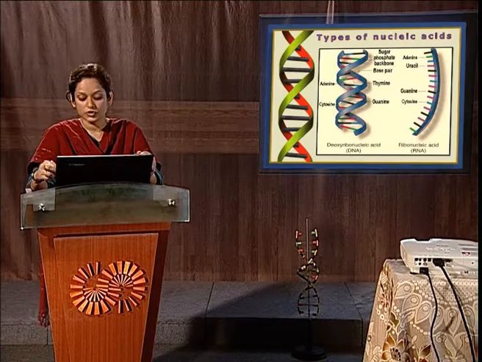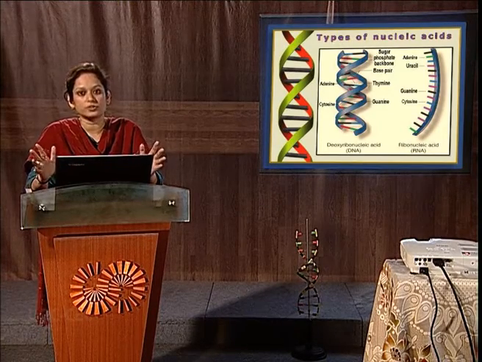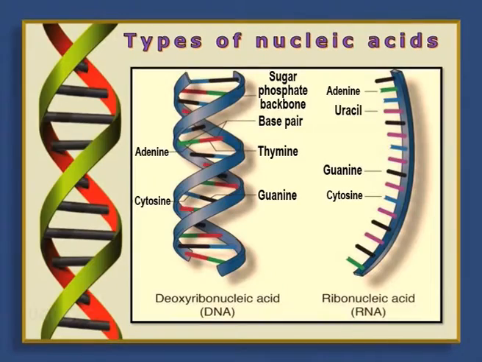Now let's move to the types of nucleic acids. The nucleic acids can be broadly divided into two main types. One is DNA, as shown in this slide, and the other is RNA, again shown in this slide. DNA stands for deoxyribonucleic acid and RNA stands for ribonucleic acid. As seen in the diagram, DNA consists of two strands and hence is a double-stranded structure, while RNA consists of a single strand and hence is a single-stranded structure.